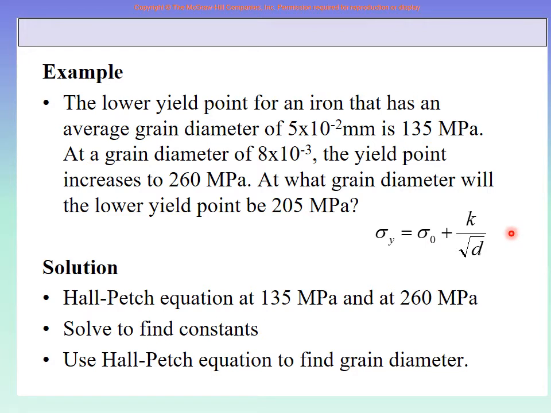Equation one. Then take this next one, this diameter and this strength. You have equation number two. So now you have two equations and two unknowns.